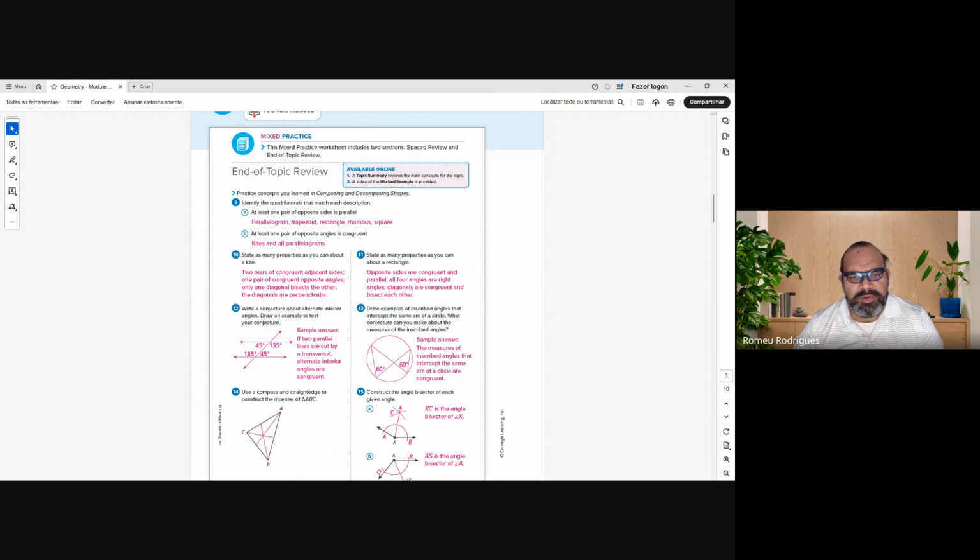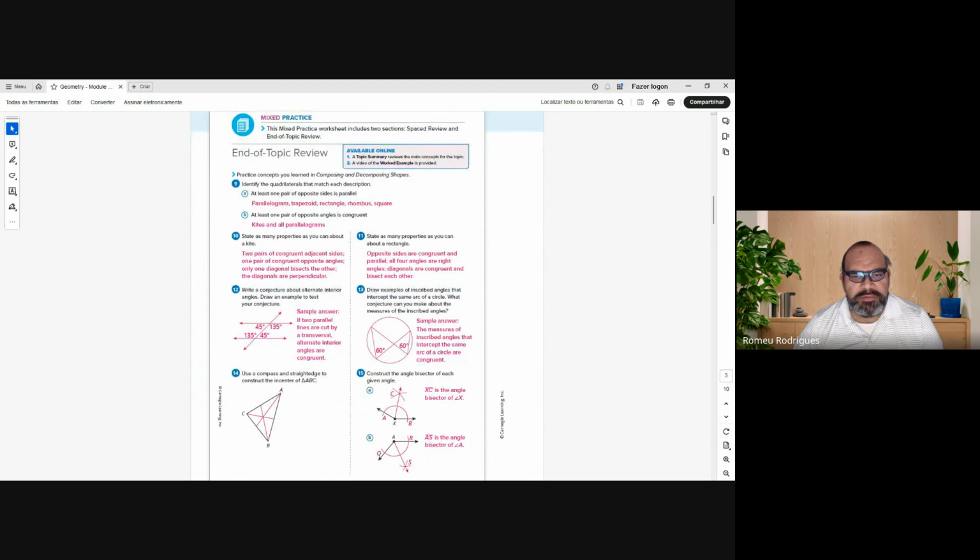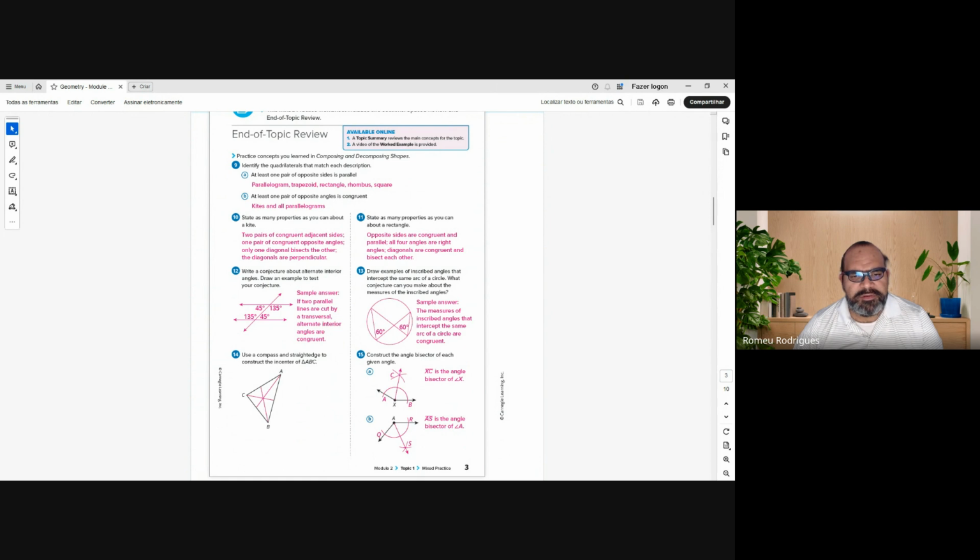12. Write a conjecture about alternate interior angles. How do you know alternate interior angles? As this one here. And you write here, if two parallel lines are cut by a transversal, alternate interior angles are congruent. That's the conjecture. 13 here, draw an example of inscribed angles that intercept the same arc of a circle.